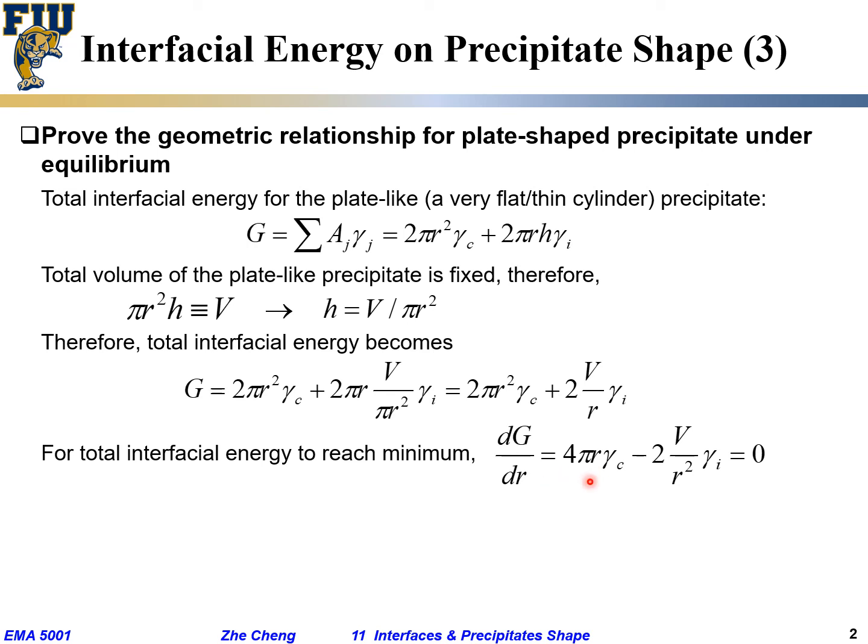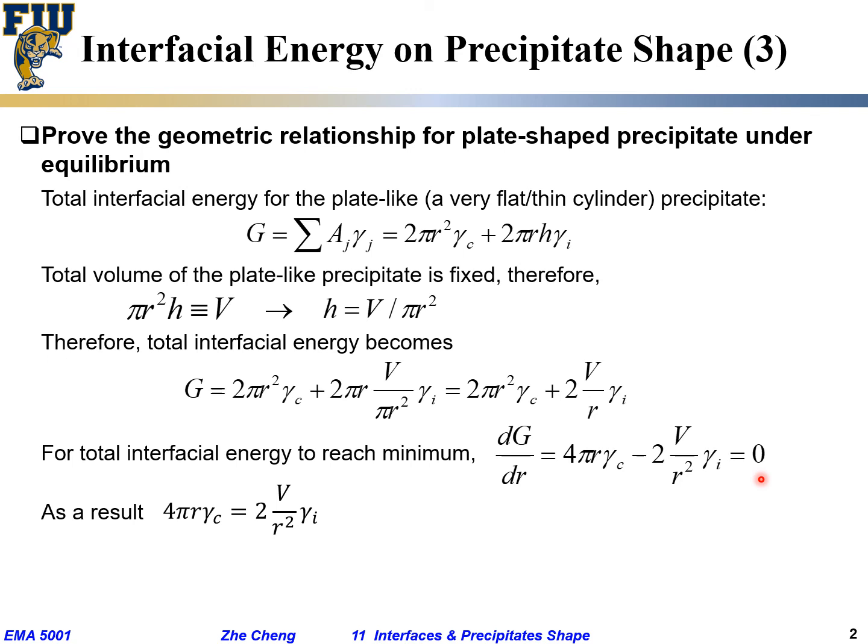And that's what we have. Check if this is correct. The first term, 2 pi r squared, gives us another 2, so 4 pi r times gamma c. That's the first-order derivative of the first term. The second term, 2, I keep; 1 over r becomes minus 1 over r squared, and V we keep, times gamma I equals 0. Make sense? That's your first-order derivative equals 0. And as a result, we are going to rearrange this. Make sense? And do you have this?